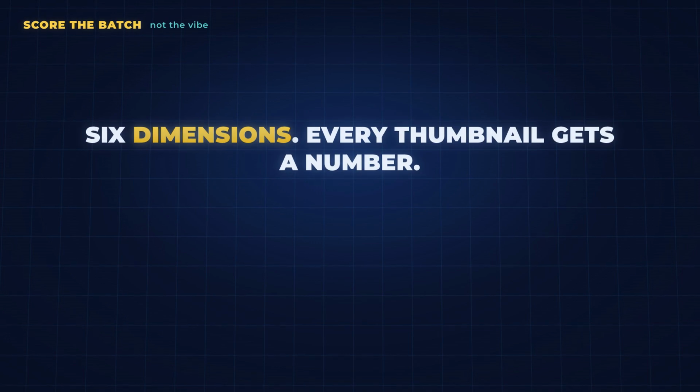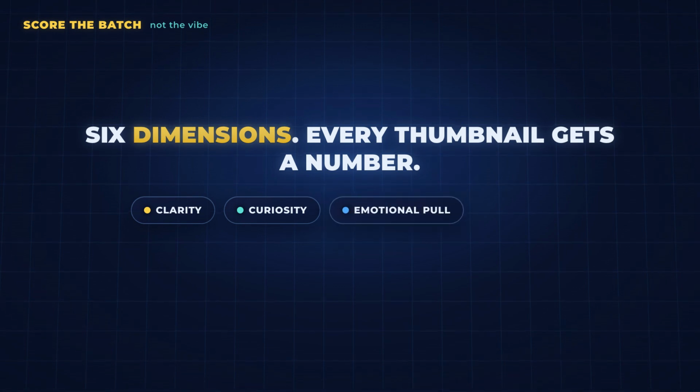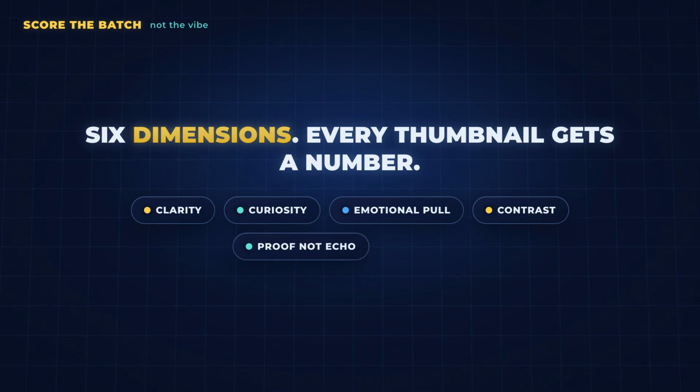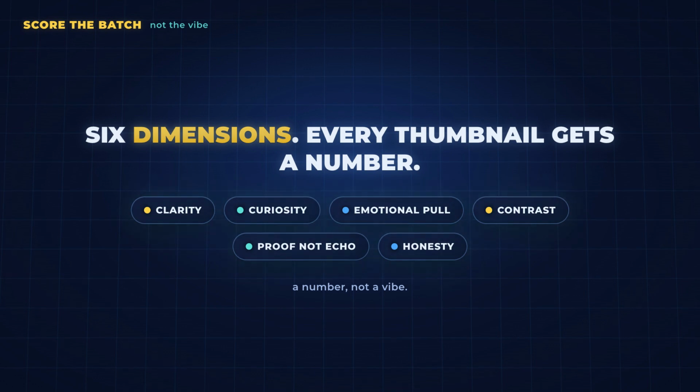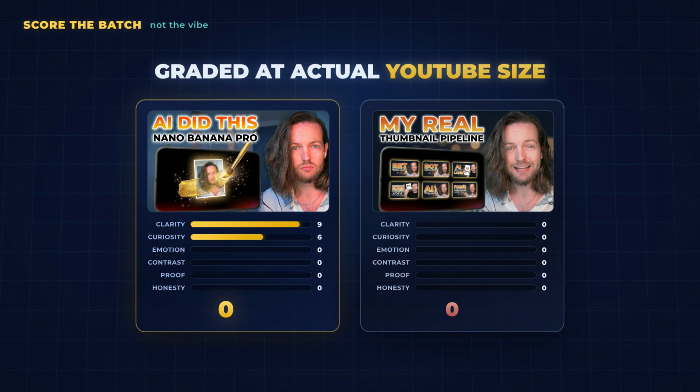Here's the part almost nobody does, and it's the actual unlock. Instead of squinting at 6 thumbnails and picking whichever one you like today, you score them. The same way a real packaging pass works. 6 dimensions: clarity, curiosity, emotional pull, contrast, proof, not echo, and honesty. Every thumbnail gets a number, not a vibe. The scorer looks at each thumbnail at actual YouTube size. The size it'll actually be sitting next to 10 other videos in someone's feed, not blown up huge on my monitor where everything looks great.